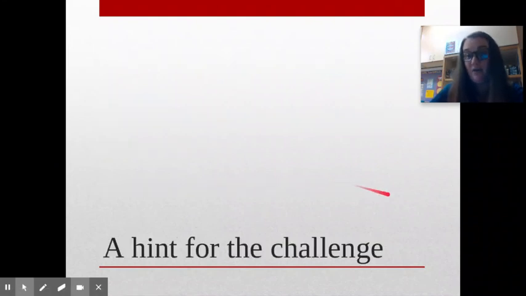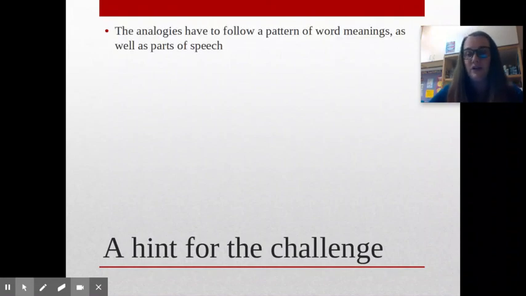Okay, now that you have an idea of what I mean when I talk about word relationships and how you have to figure out the relationship of the first two words, and then the same relationship has to be there for the second two words, here's a hint that might help you when you are trying to solve analogies. If you get to one that is really tricky, this is a hint that might be able to help you, depending on how good you are at knowing your parts of speech. So analogies have to follow the same pattern of word meanings as well as a pattern in the parts of speech.